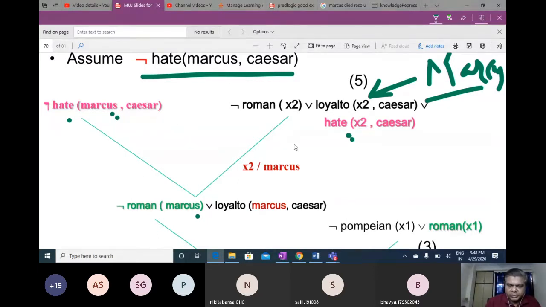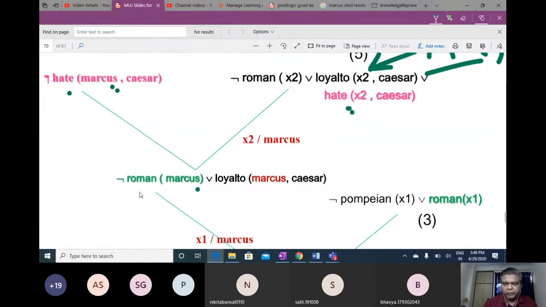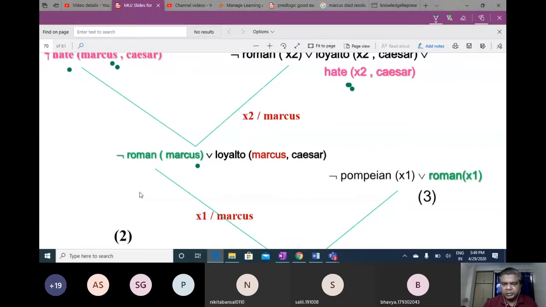So after doing resolution, we find that not Roman Marcus or loyal to Marcus Caesar is true. This is another statement which we have received. We have generated a new statement based on our resolution. Now we try to find another statement in our knowledge base which can match with one of the terms given in this.